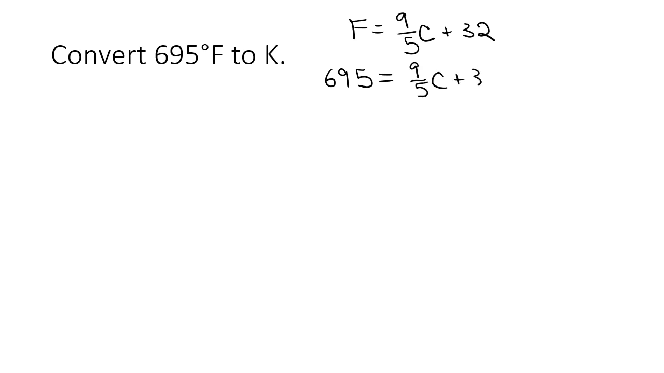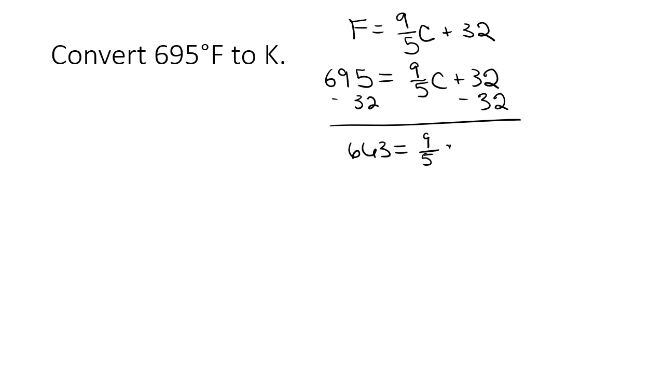Convert 695 degrees Fahrenheit to Kelvin. Now we want to go one step further than just converting to Celsius, so we'll use both equations. Again, the Fahrenheit temperature is equal to 9/5 Celsius plus 32. The Fahrenheit temperature is 695. If I subtract 32 from both sides, I get a value of 663. That's going to equal 9/5 Celsius.